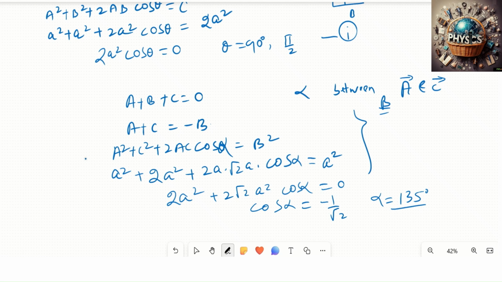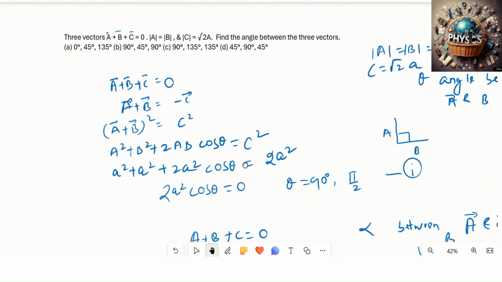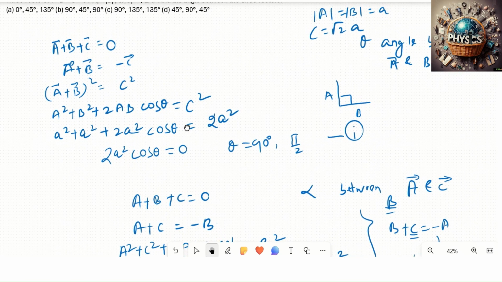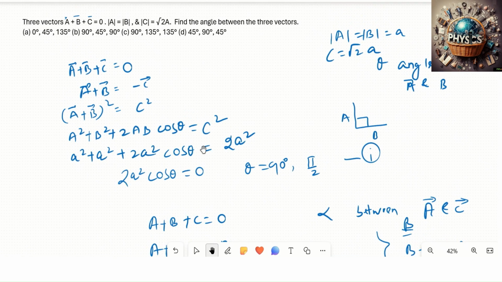In a similar way, when we try for the angle between B and C, beta, B plus C becomes minus A. It will come out the same because B is also a and C is again root 2 a. So we get a similar equation, with beta, so cos beta is equal to minus 1 by root 2, which means that beta equals 135 degrees. So let us check the options. We got 90 degrees, 135 degrees and 135 degrees. So this is the correct option.